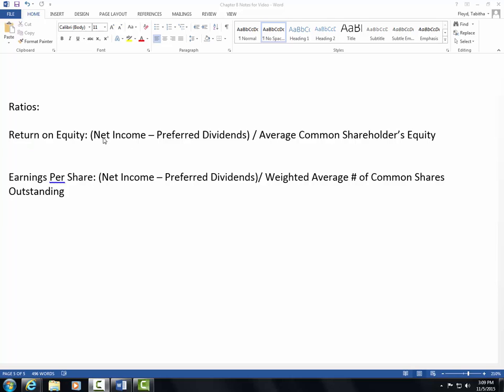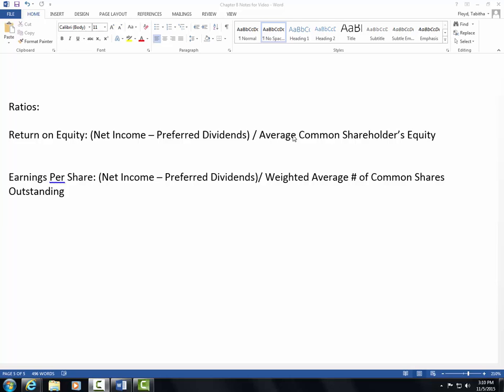The numerator is net income minus preferred dividends, and the denominator is the average common shareholders' equity. We've used averages before in our ratios. Whenever we have an average, that means we need the amount of common shareholders' equity for the beginning of the year and the amount at the end of the year, and we divide that by 2, and that's the number that we use for our denominator here.